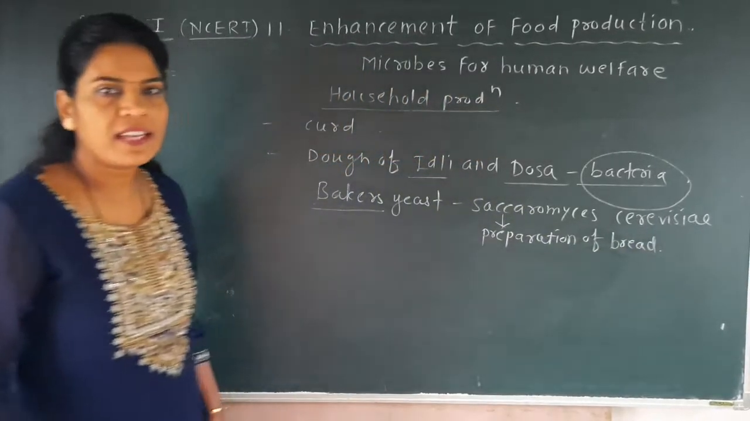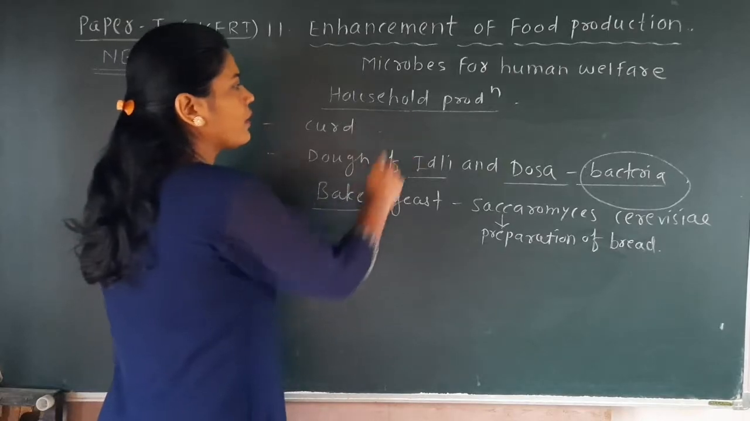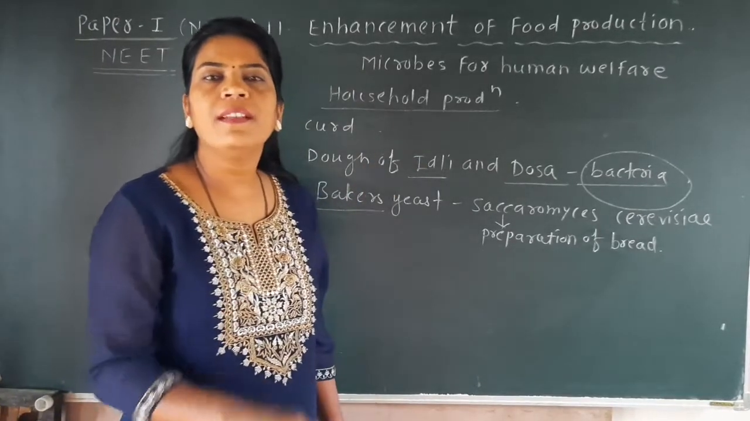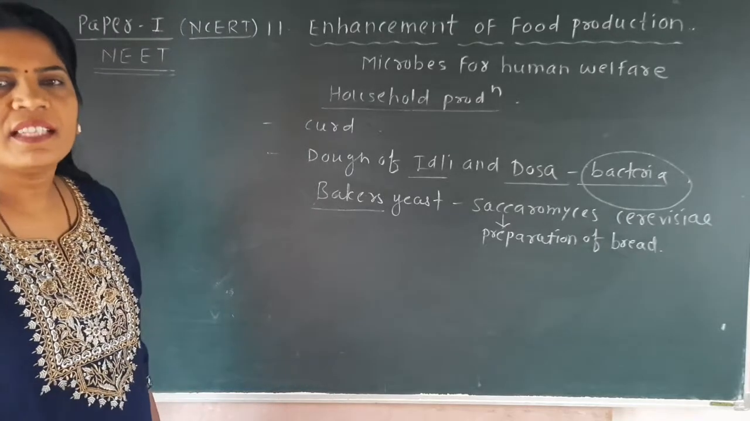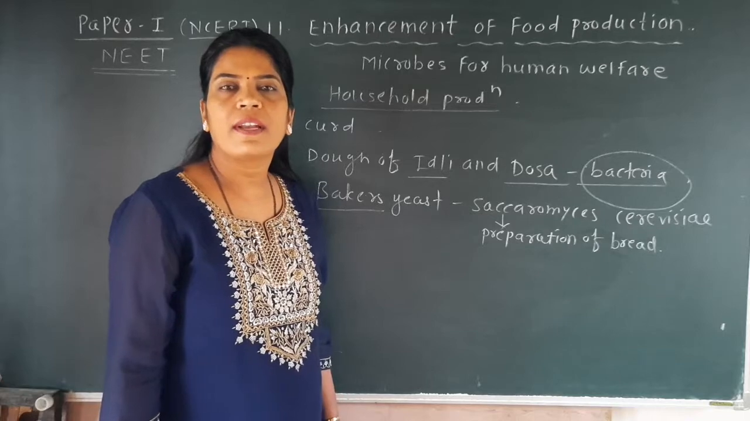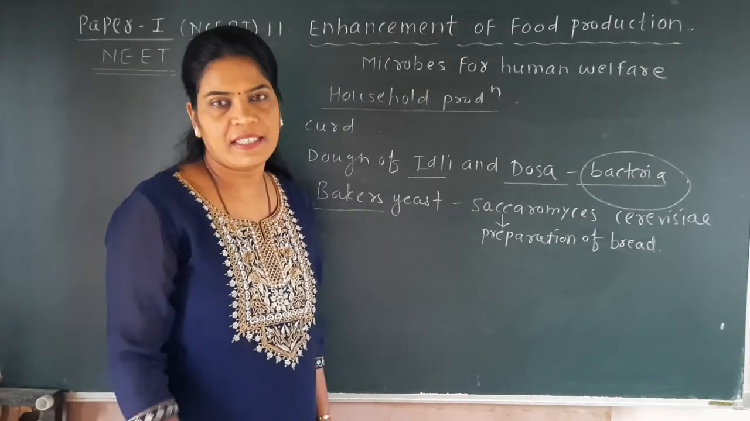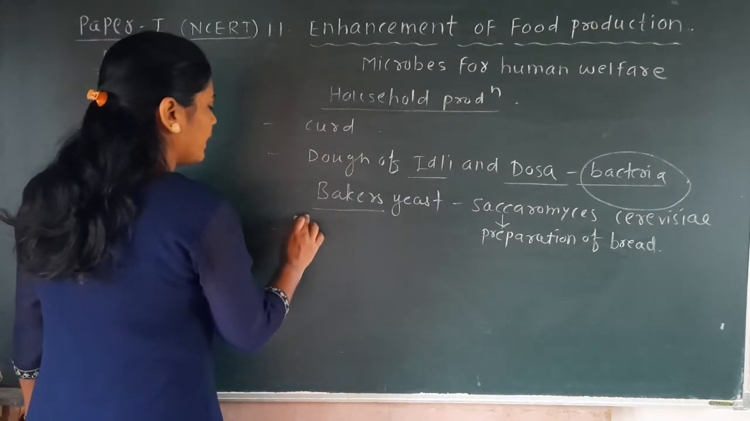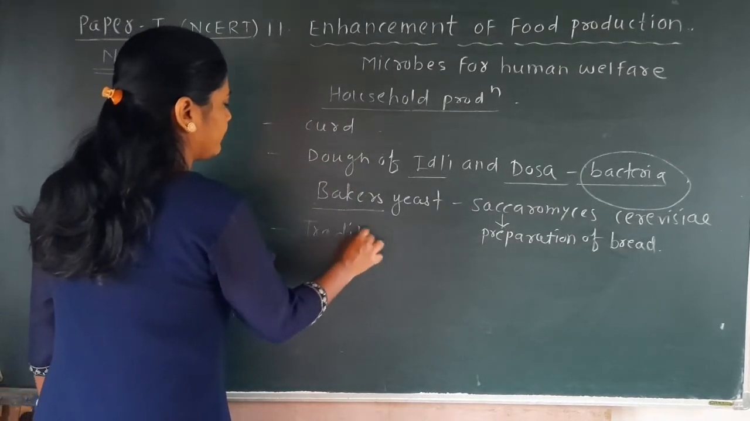As we are discussing it under household production, bread is one of the important foods. This yeast used for making bread is Saccharomyces cerevisiae, and that is called baker's yeast. So it is one of the things given under household production. Then the traditional drinks.